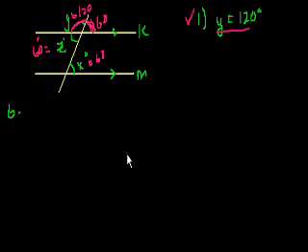Now what did they give us for statement number 2? Statement number 2, z is equal to 60. Well, this actually gives us the same information, because if we know that z is equal to 60, then we know that y is going to be equal to 120, even if the book never told us this the first time. So you can make the exact same argument as you did for the first one. So statement number 2 alone is also enough to figure out that x is equal to 60.